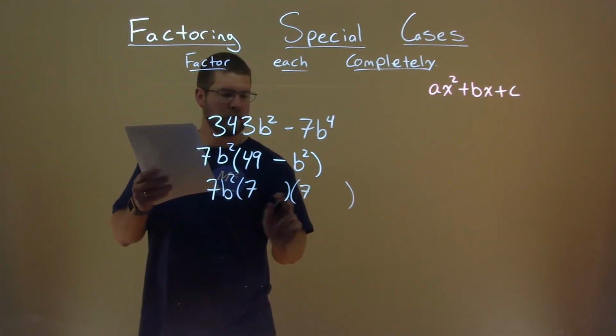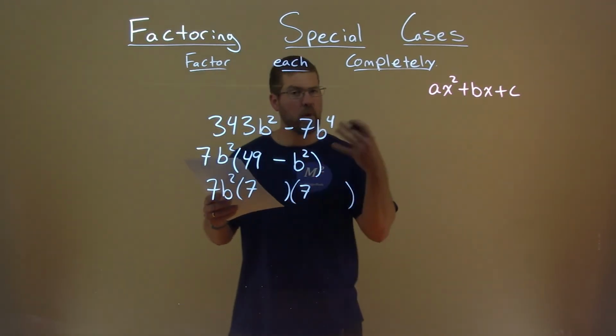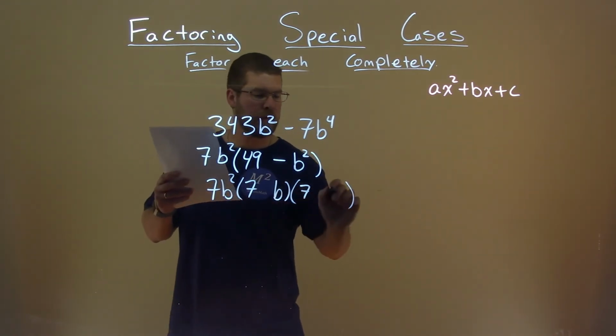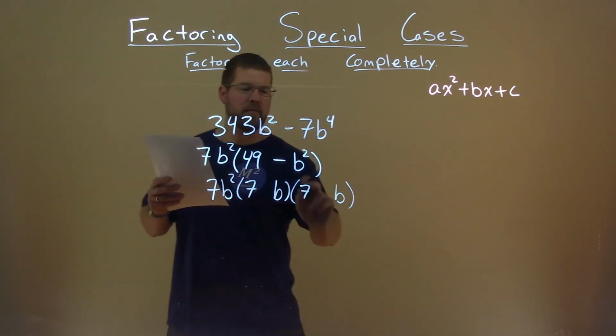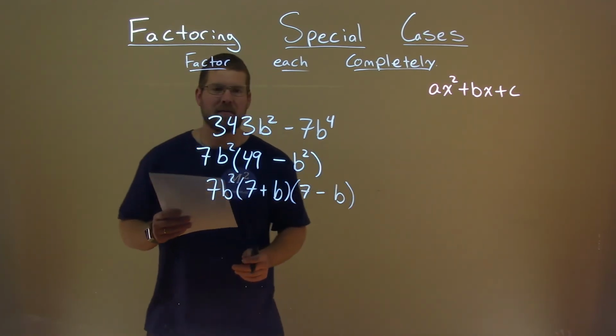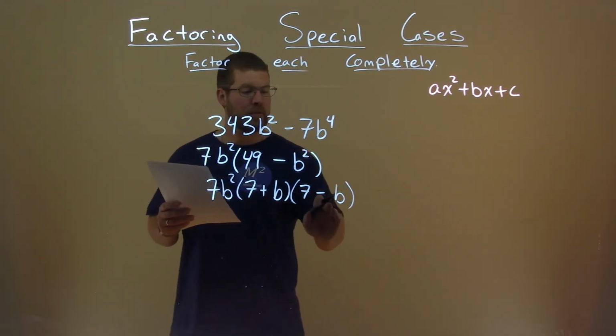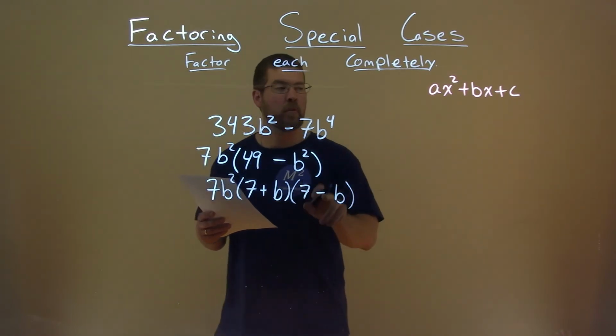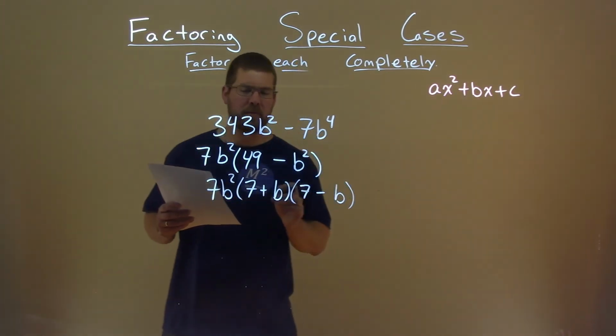7 in both parts here. 7 times 7 is 49. Square root of b squared is b. B and b. b times b is b squared, but we want to minus b squared. Make one positive, one negative. And that actually, by having the same thing here, but one positive, one negative, will eliminate this b value here.